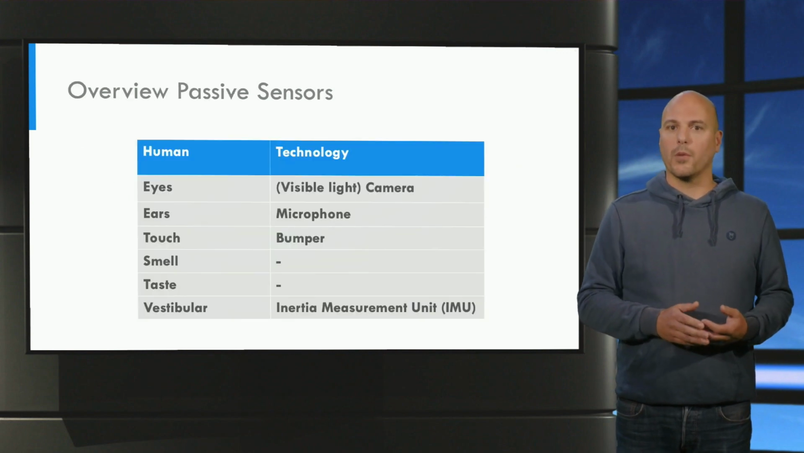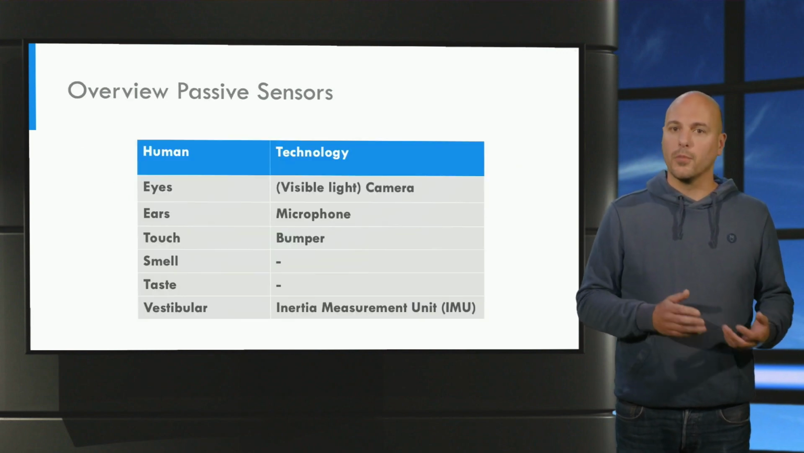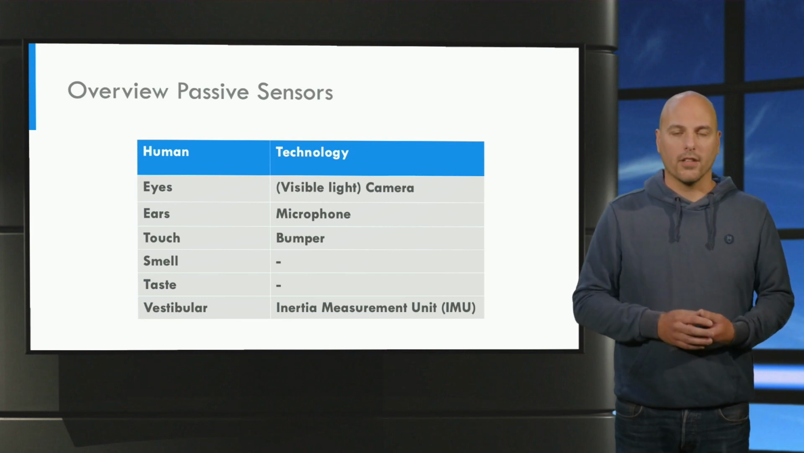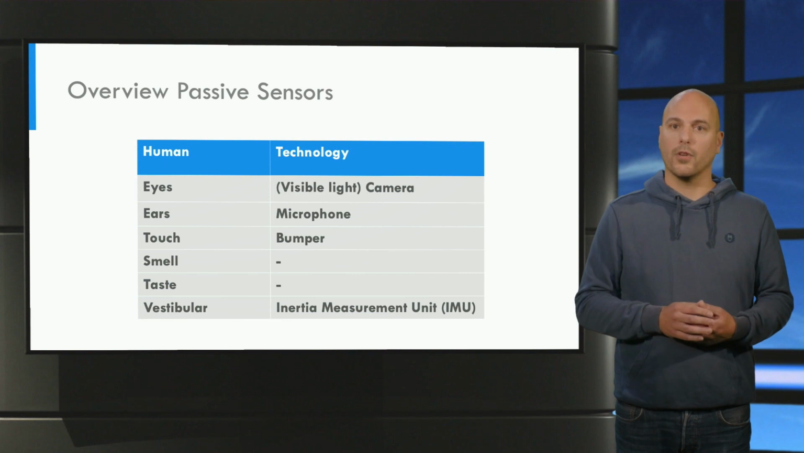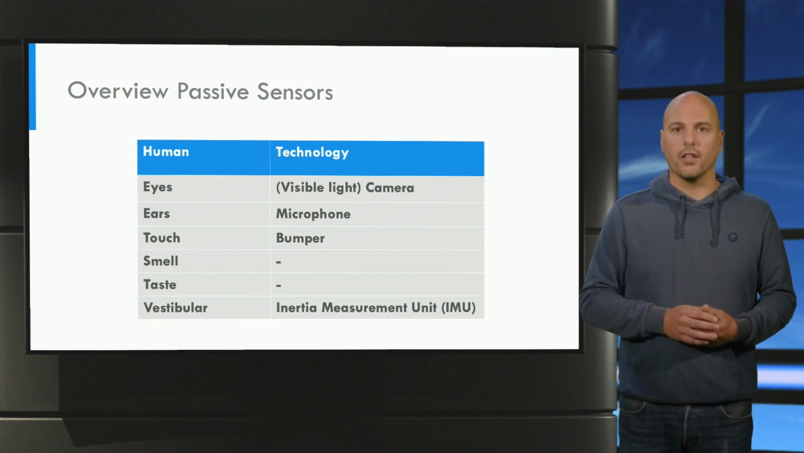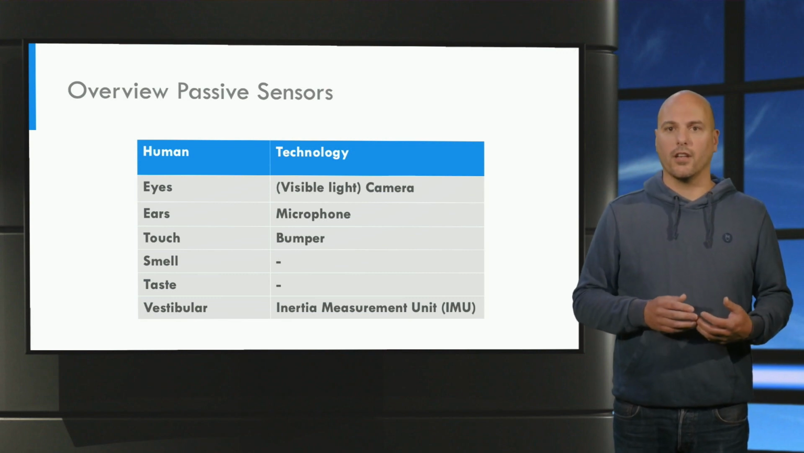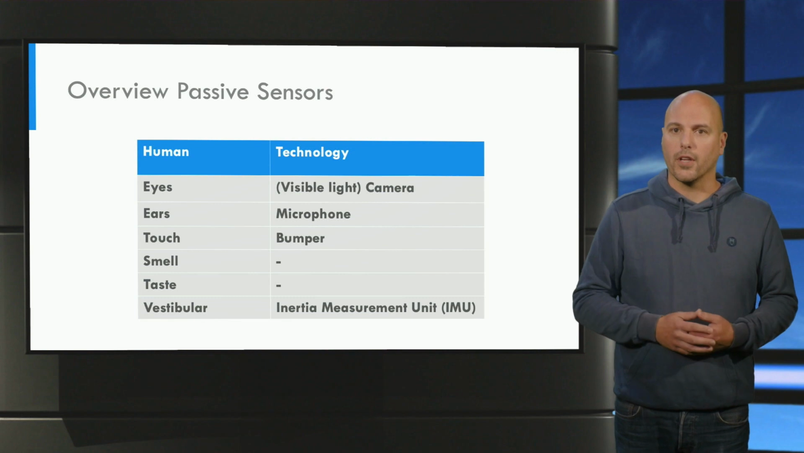Of course, there are more passive sensors which can be mapped to human senses. The use of microphones really depends on the application. A lot of robots do not need to interact using speech, so the use of microphones is not needed. Bumpers are also used, but mostly as a last resort to not bump into things.